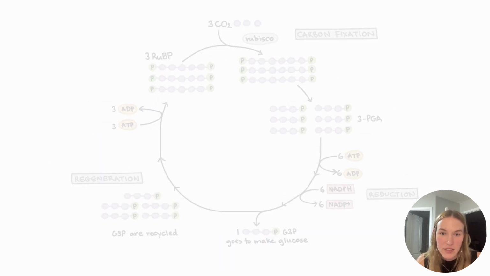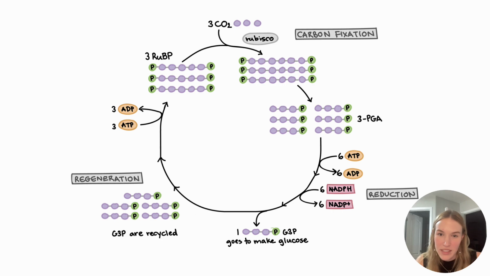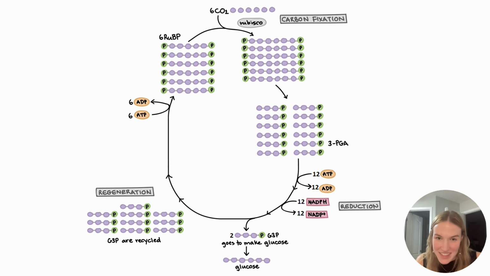So that looks like this, if you're trying to follow. Now, you might also have noticed, well, wait, 1 G3P is not going to make a glucose, and you're exactly right. So instead, I need 6 CO2. So I take 6 RuBP.